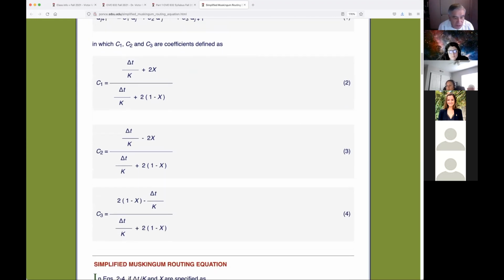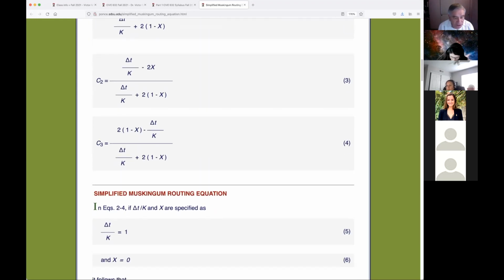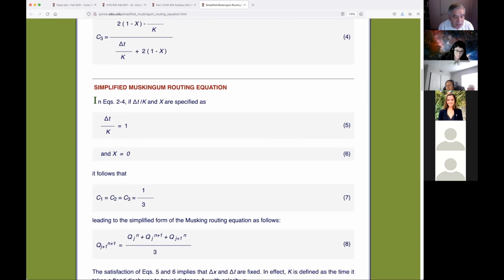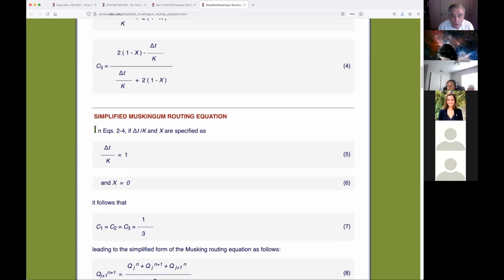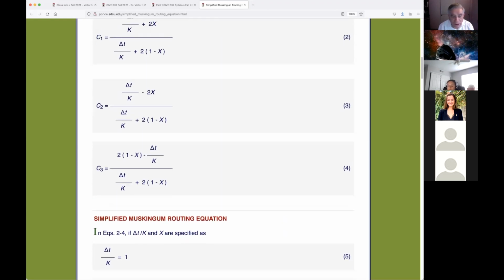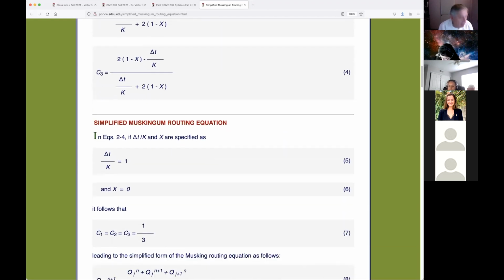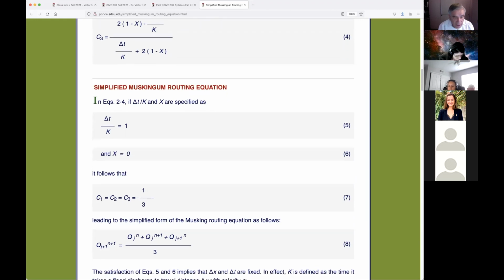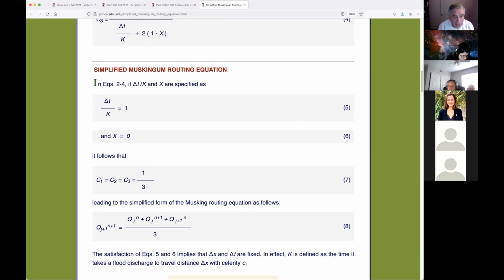These equations you already know; we have repeated them extensively. In equations 2 to 4, if delta t over k and x are specified like that, there's a mistake in here. I should fix it. There's a zero in italics, which it shouldn't be, because the numbers are not italics. Let me write it down.